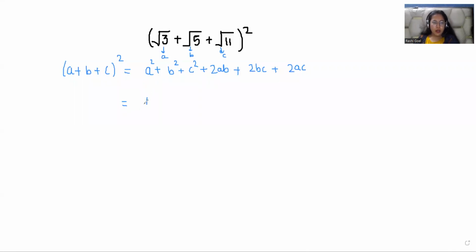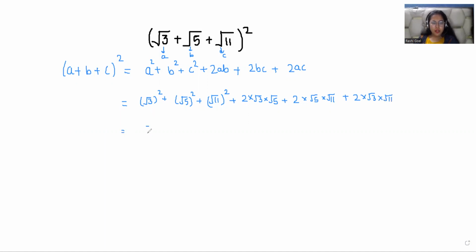So a square, that means root 3 square, plus b square, root 5 square, plus root 11 square, plus twice of a, that is root 3, and twice of b, that is root 5, plus 2 times of b, root 5, multiply root 11, plus 2 times root 3 multiply root 11.